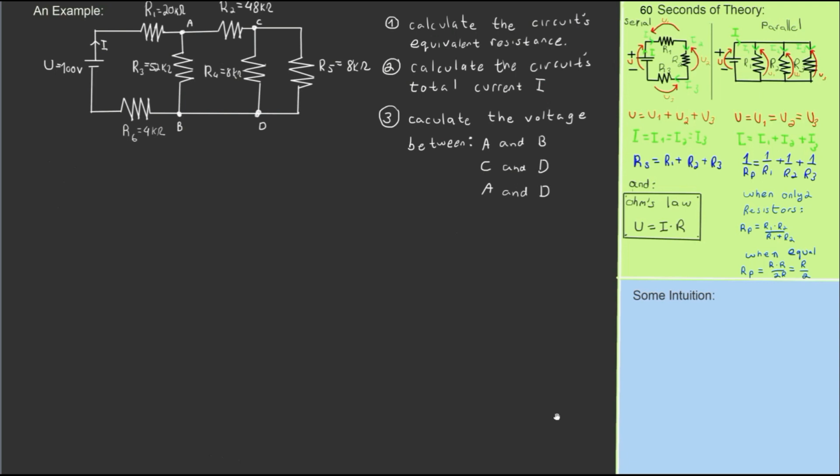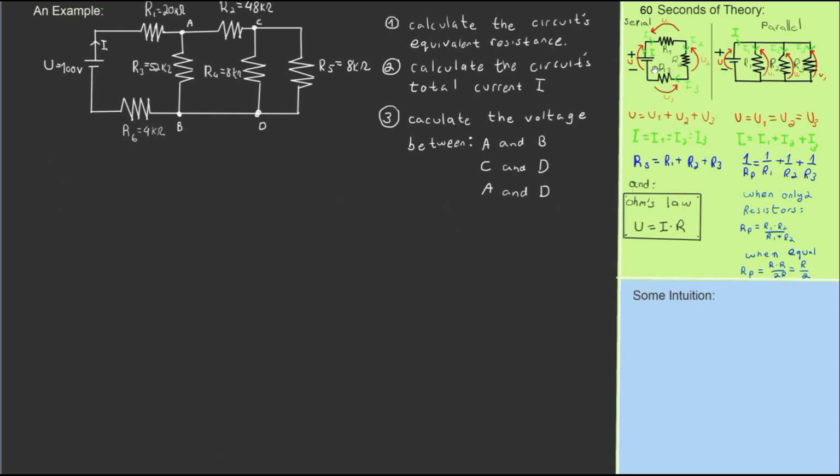This time we'll solve a mixed circuit. A mixed circuit is a circuit in which you have both parallel and serial connections. And as always, we'll start with 60 seconds of theory, some intuition, and then dive into the problem.